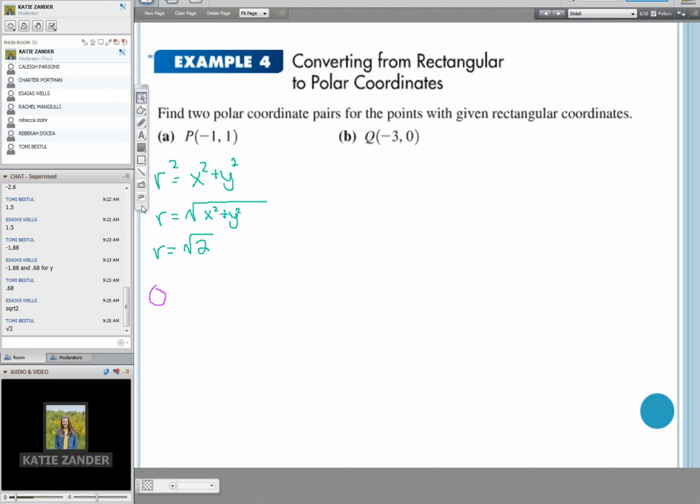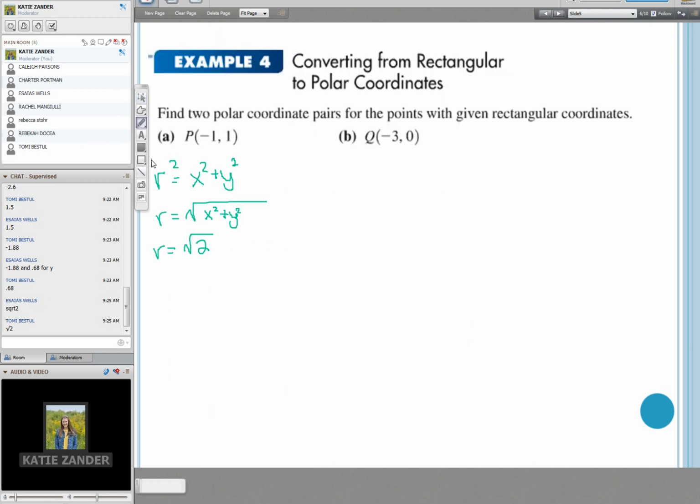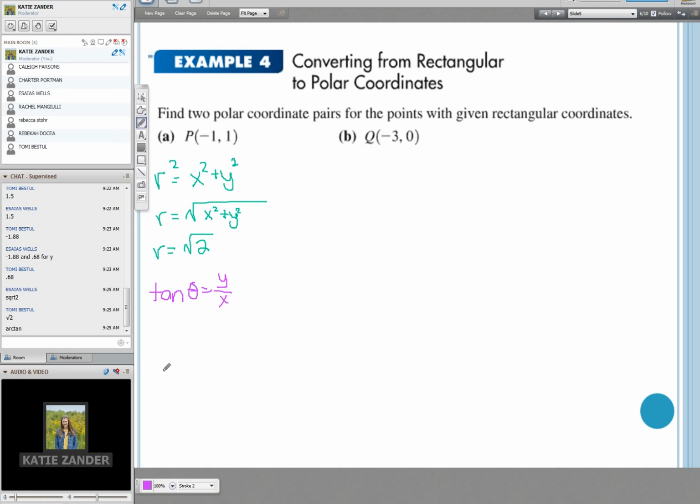So I believe it's tangent of theta. Excuse me, I'm just going to go back a slide here. Tangent of theta equals y over x. Anybody remember how we can get rid of the tangent that's in front of our theta there? You've got to do arctangent. Yeah, so essentially to find theta, you're going to be doing tangent inverse, the negative 1 power, of y over x. So 1 over negative 1.